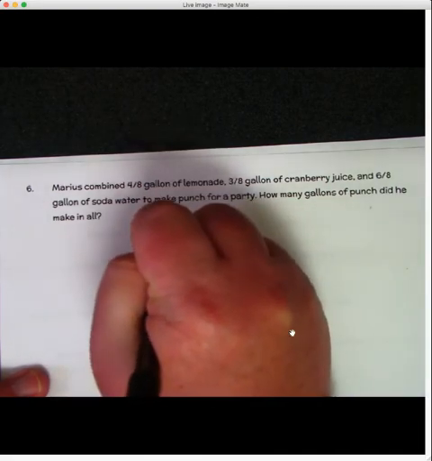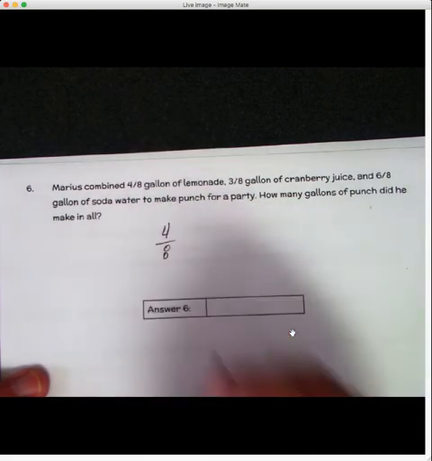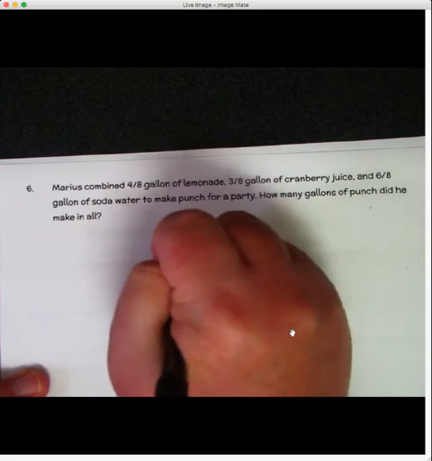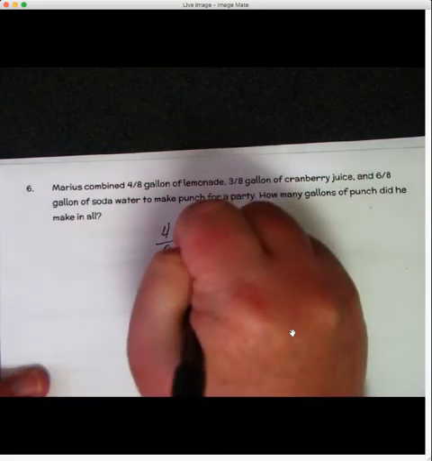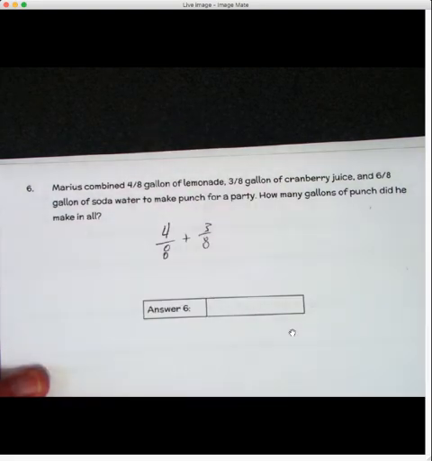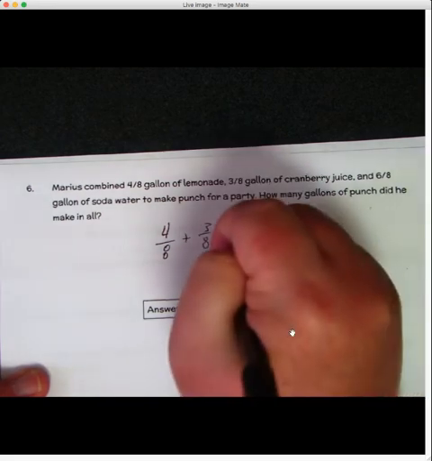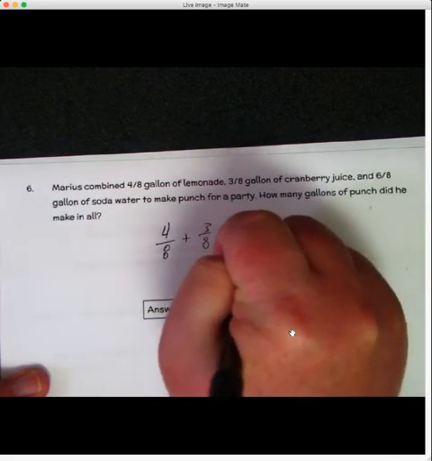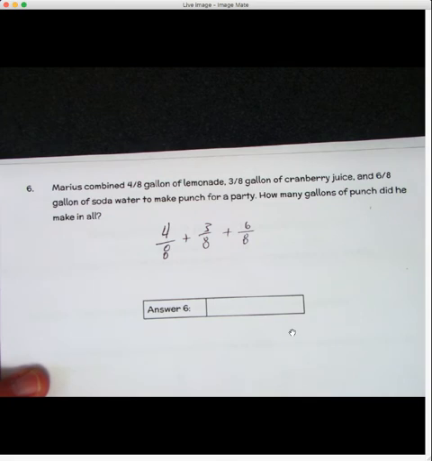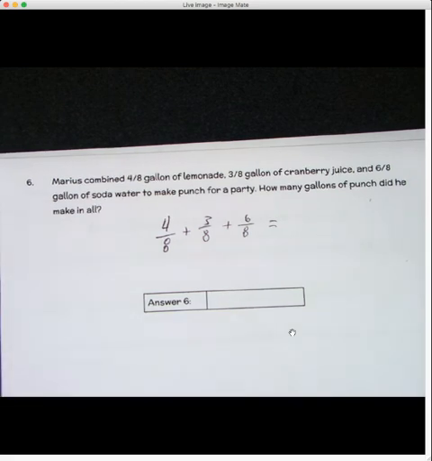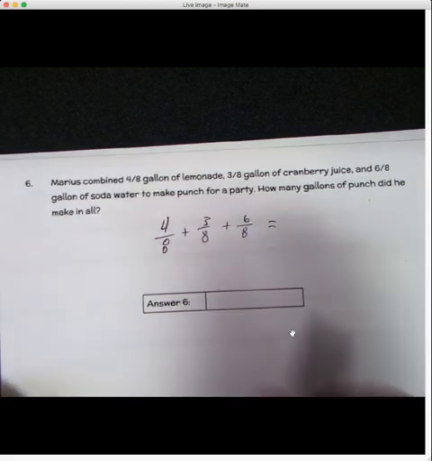So we have 4/8 of a gallon. That's lemonade. Plus he added 3/8 of a gallon of cranberry juice. And he added 6/8 of a gallon of soda water. So we've got all these things added together to make punch. And we want to know how many gallons of punch did he make in all? Well, we're just going to add this together.